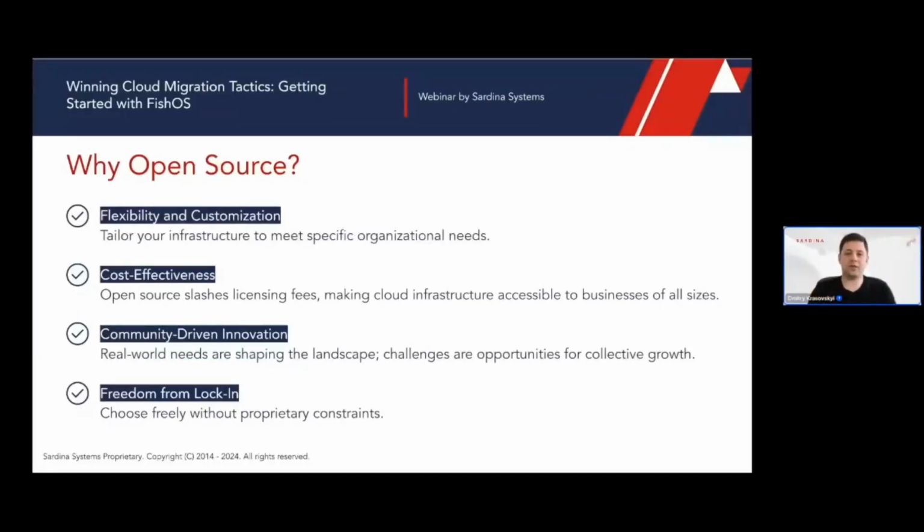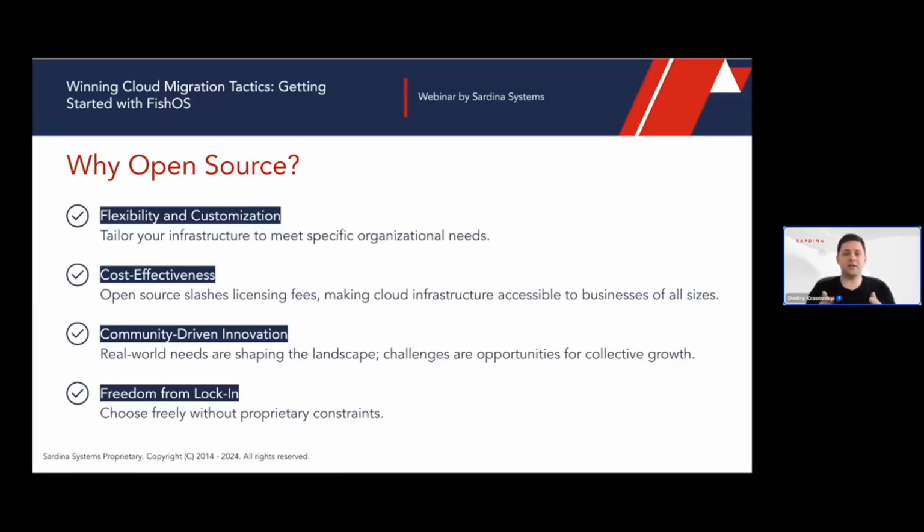I'm honored to be here today and share my thoughts with our audience. As Jeffrey mentioned, today we will focus on open source and OpenStack in particular, as Sardina Systems is mastering exactly this technology. You can ask, why open source? Well, let me break it down for you.